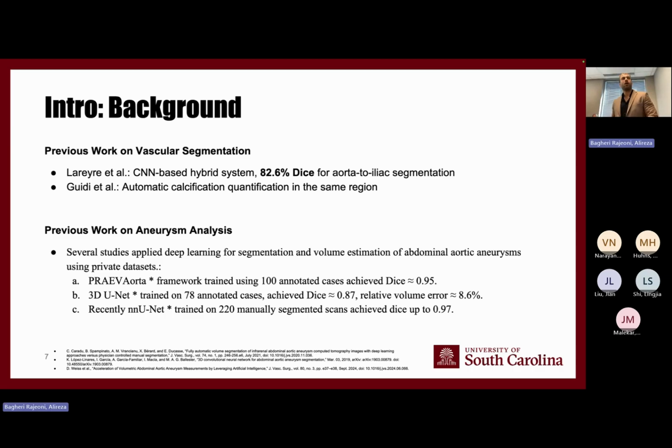As background work, Laure has developed a CNN-based hybrid system, and they could achieve 82.6% dice accuracy for aorta to iliac artery segmentation. That 82.6% is important because we could improve that to 83.4%, and not only that, we could also extend the area from aorta to iliac to aorta to patella, which is an extended region. And it will also automatically quantify calcification.